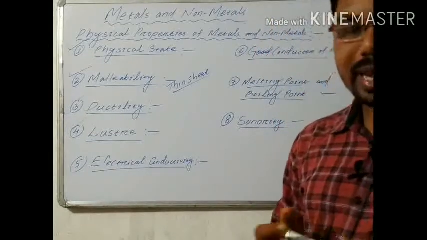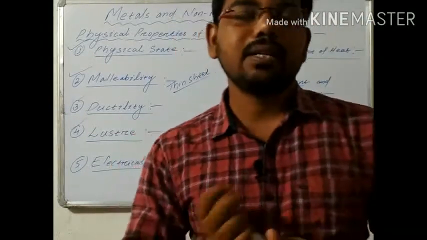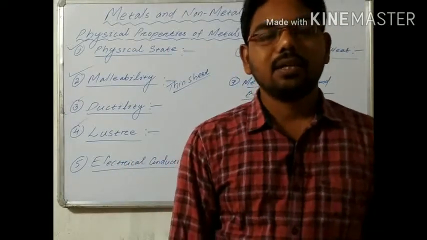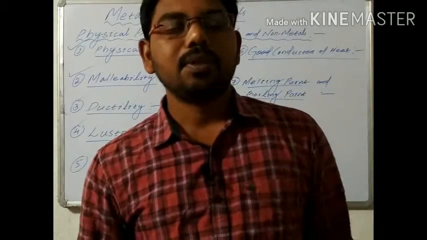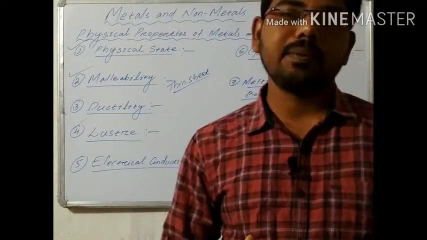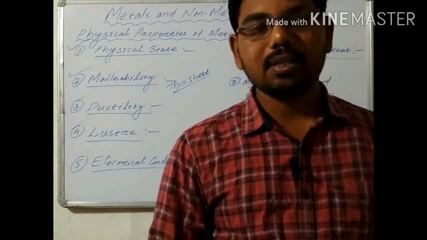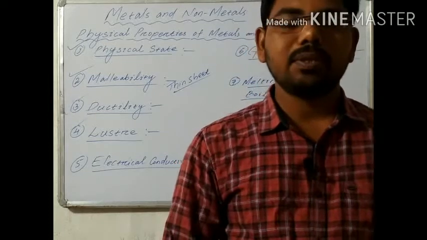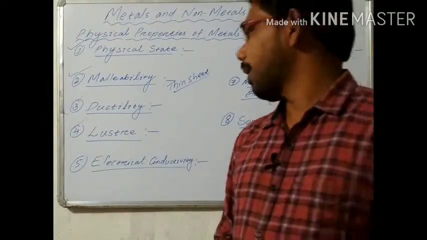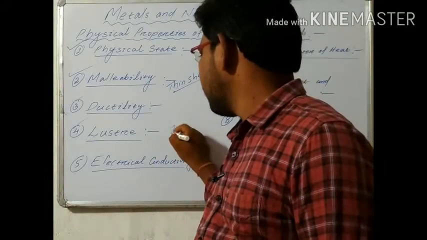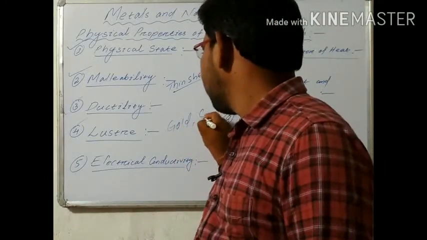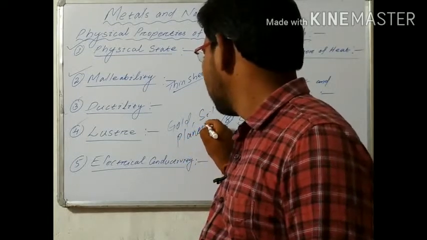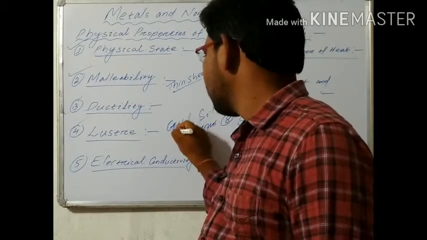Next property is lustre. Lustre means shining. Most metals have the shining property, and for this property we use them as ornaments. Because of their lustre or shining property, metals like gold and silver are highly used in the preparation of ornaments. The metals mainly used are gold, silver and platinum. These are high-lustre metals.